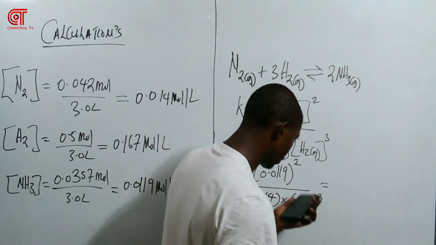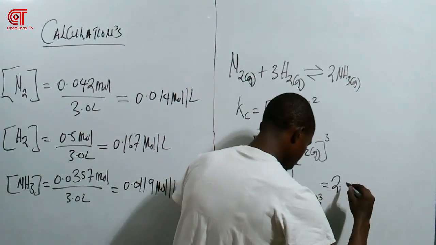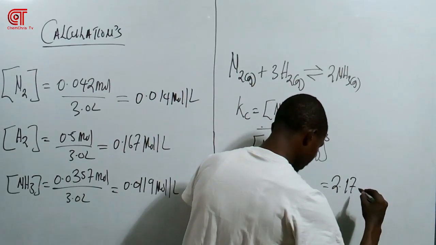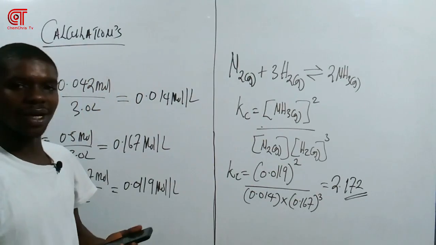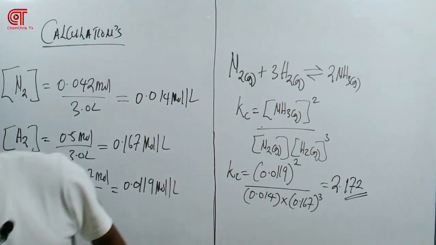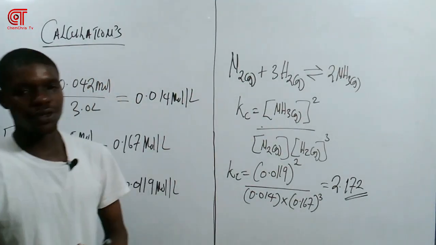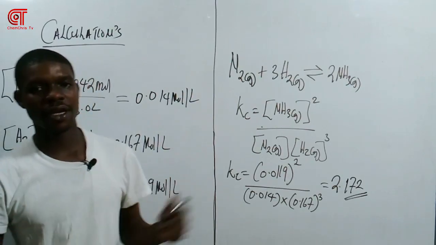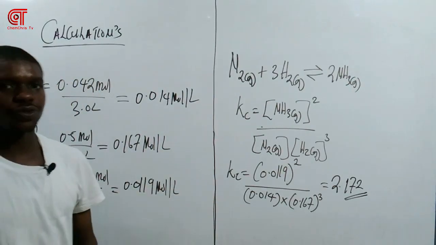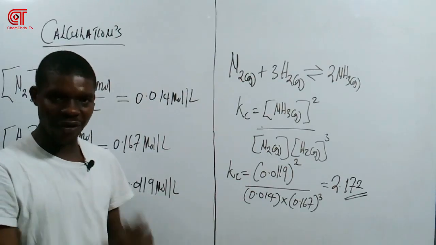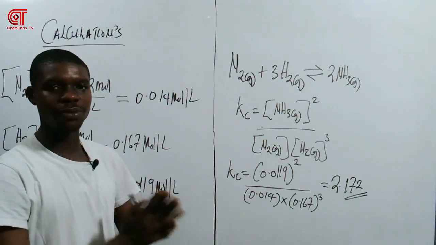So you have 2.102. So that will be the answer. We have done a lot of things in this video: how to write the Kp and Kc expressions, and how to calculate them. So I believe you have gotten tons of value from this video.